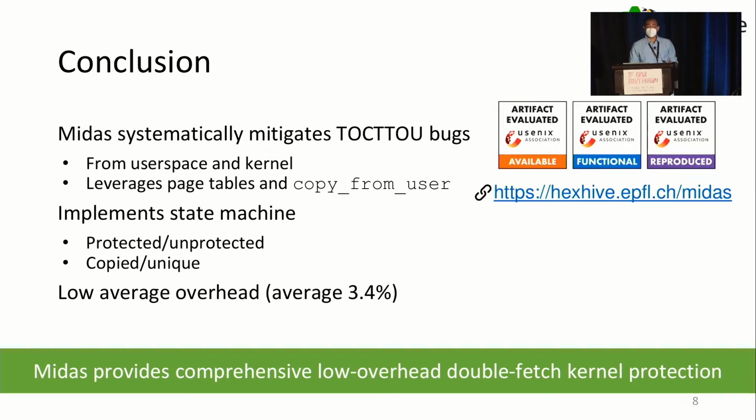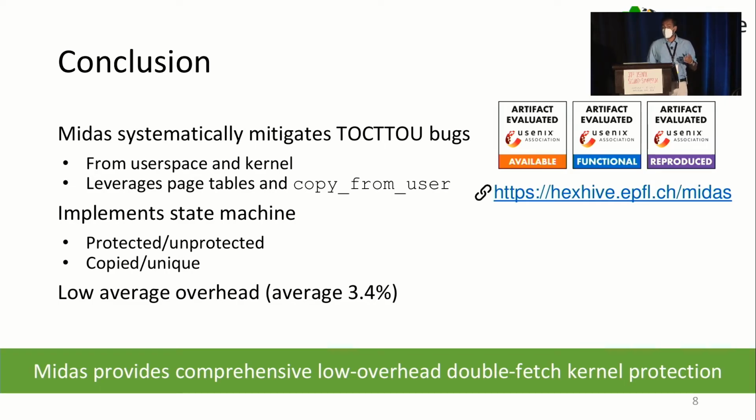So in conclusion, Midas is able to systematically mitigate TOCTTOU bugs. We do this from concurrent writes in both user space and kernel, even though today I just talked about the attacker from user space. However, Midas also protects against confused deputy attacks, where the attack might actually be coming from a separate kernel thread. For this, we leverage the page tables in order to protect pages, and copy_from_user in order to create golden copies and duplicates as necessary.